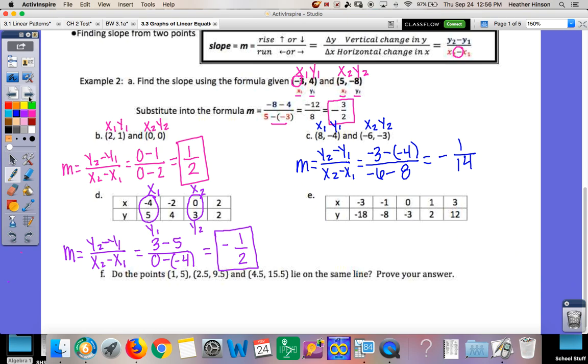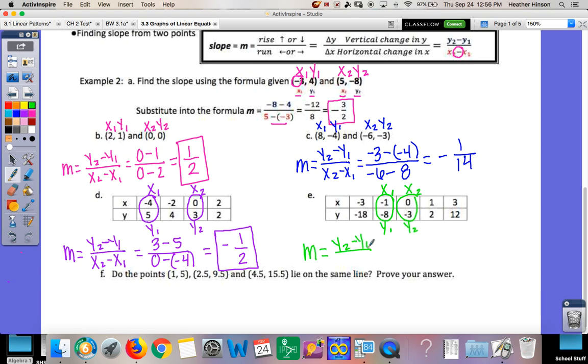Okay, for the second table, again, you can pick any 2 points you want. It doesn't matter if they're next to each other or really far apart. For the last one, they were apart, so this time I'll pick some that are next to each other, like negative 1, negative 8, and 0, negative 3. We'll work with those. Your top row is x. First point is x1, second point is x2. Your bottom row is y. First one is y1, and the second one is y2. And we just plug them in.